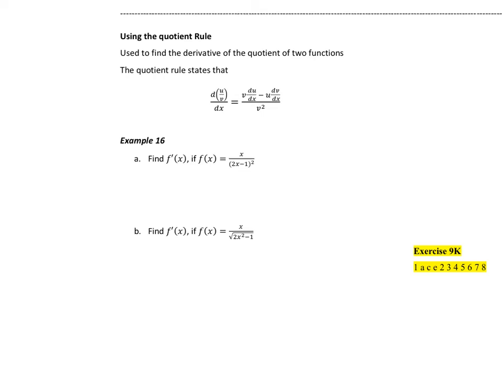Okay, so the last of the rules that we need to look at is called our quotient rule. And as the name suggests, the quotient rule is when we have two functions dividing each other. So the function's u on v. Now, if I have the function u over v, then the derivative of that is the derivative of the top times the bottom minus the derivative of the bottom times the top, over the bottom squared.